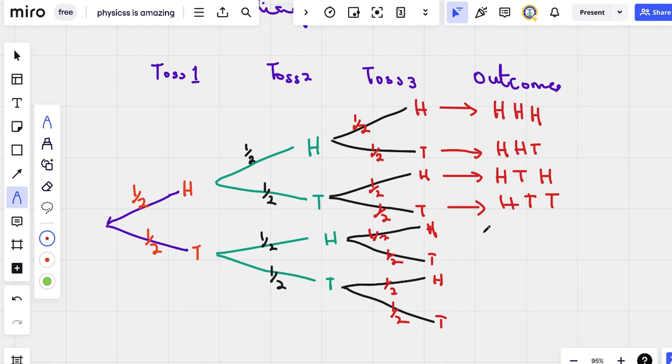Then the next thing, we're done with this branch, right? We've used these two. So we go here now. No need to go here. We're done with this because we've used everything that has to do with this direction. So we go down. So we have tail, head, head.